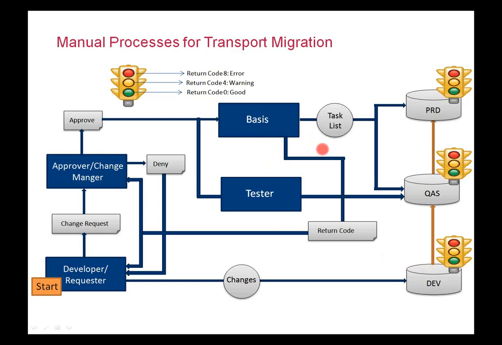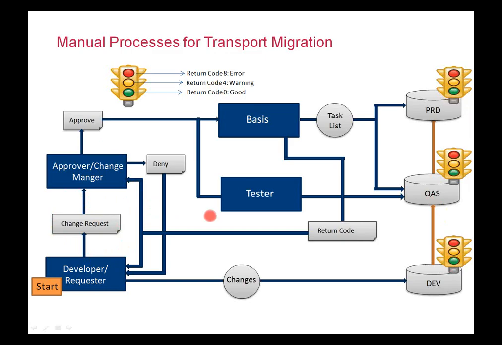So when the basis team puts these transports in, you'll get a return code 0, a 4, or an 8. An 8 is an error, a 4 is a warning. After they go in, the basis team is going to send an email back to the developer and the approver. The best way is to send it to both of them so everyone knows what step you're at in the process. If you get a return code 0, usually this is good, and then the approver has an easy time approving this to go up into production.